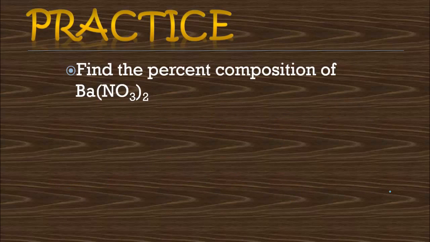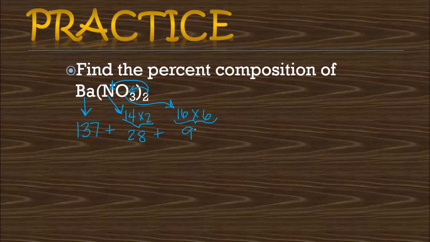Let's find the percent composition of Ba(NO3)2. Mass of Ba, 137, plus N, which is 14, times 2, which is 28, plus our oxygen, which is 16 times 6, because again we distributed that 2, which is 96. Add them all together, and we got 261 grams per mole.